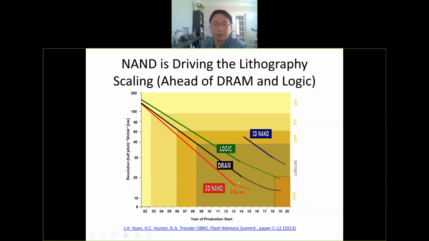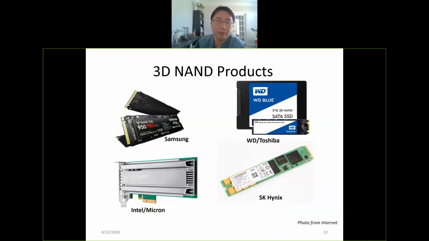And then the industry made a transition from two-dimensional NAND to three-dimensional NAND. And today, if you buy an SSD from the market, it is probably 3D NAND. And 3D NAND actually has a larger feature size. We will discuss that in a minute. What is 3D NAND? The 3D NAND will equivalently scale the density of the NAND. And actually, you can buy 3D NAND flash products from many vendors today, like Samsung, Western Digital, Toshiba, Intel, Micron, SK Hynix. So this is the mainstream technology for your SSD.